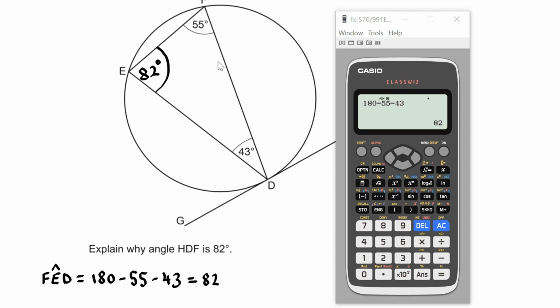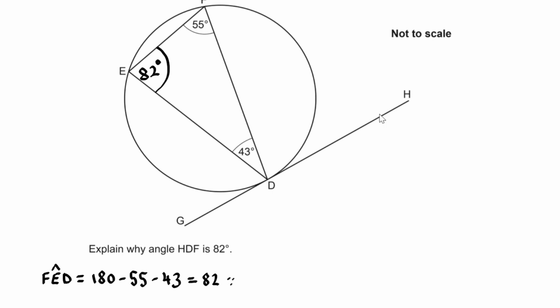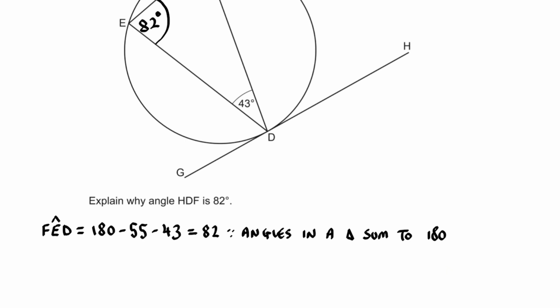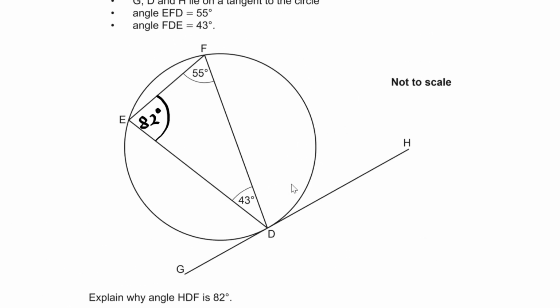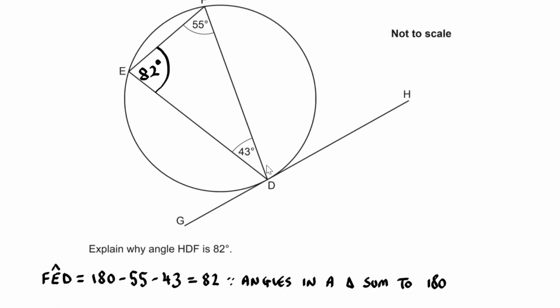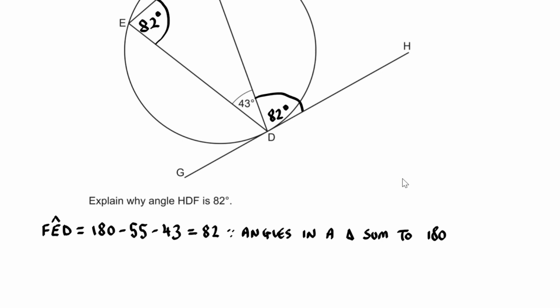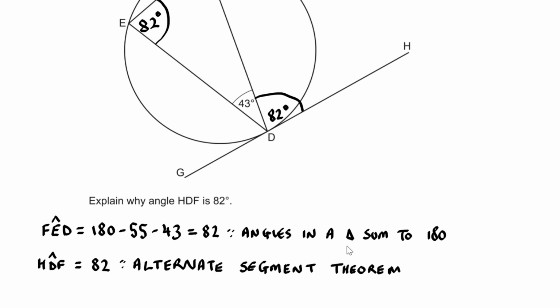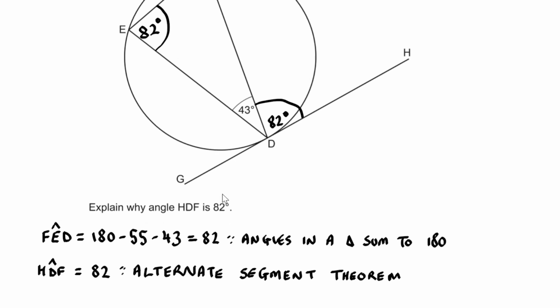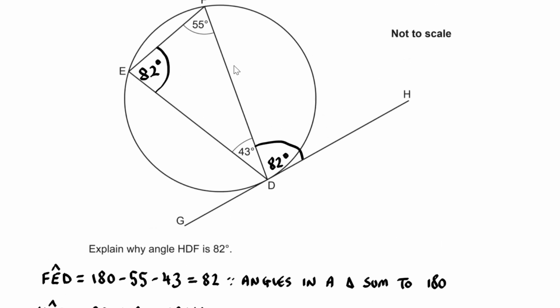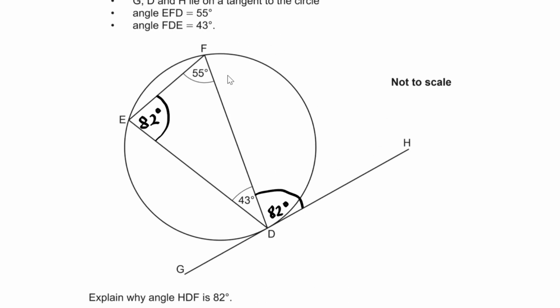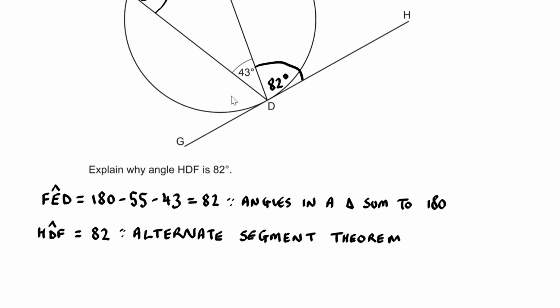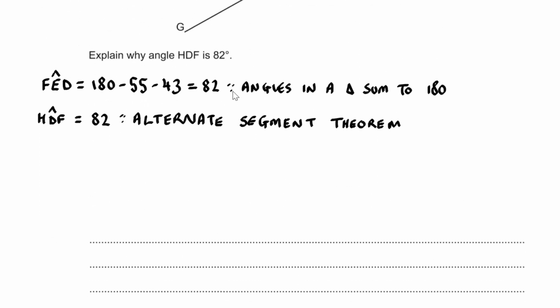How does that help us? Well, let's give the reason for this. Angles in a triangle sum to 180, and the angle FDH is also equal to 82, and the reason for this is because of the alternate segment theorem. So let's just write that. So we've got this angle HDF equaling 82 because of the alternate segment theorem.